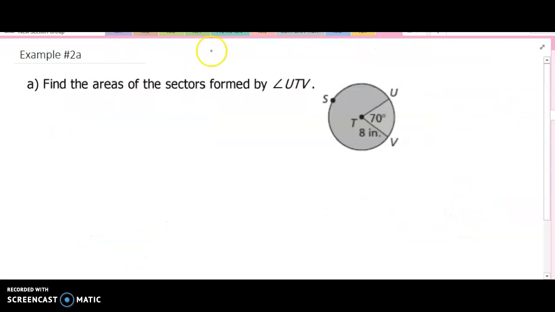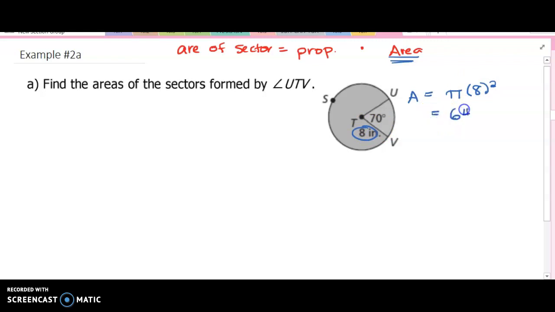All right, so let's look at 2a. So I have area of sector equals proportion of sector times the area of the circle. All right, guys, now because I know I'm going to need my area, I'm going to go ahead and find it. So my area of the circle is pi r squared. My r here is 8, so 8 squared. And 8 squared is just 64 pi inches squared. That is the area of my circle, so I'm going to use that.